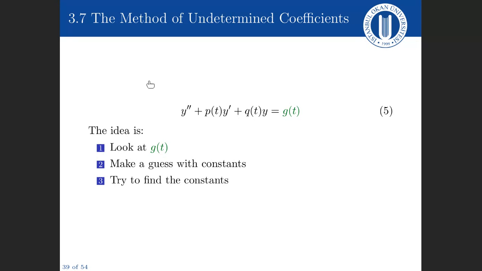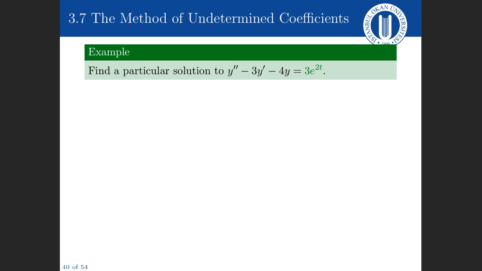The first thing we do is we look at our function g. And we're going to make a guess. We're going to guess that our particular solution looks something like g. But we're going to make a guess which includes some constants. And then we try to find the constants. If this works, if we can find the constants, then we have our particular solution. I'm going to do some examples.